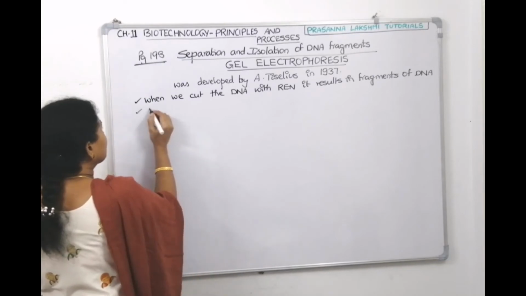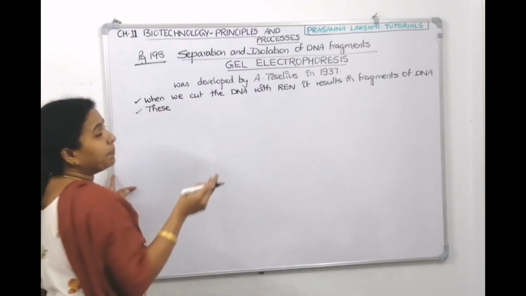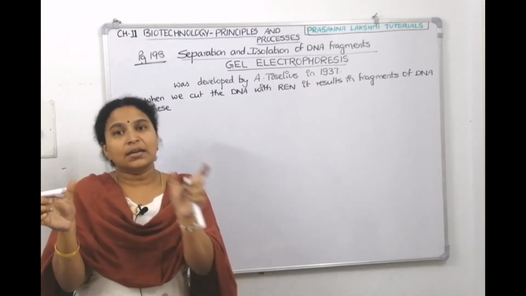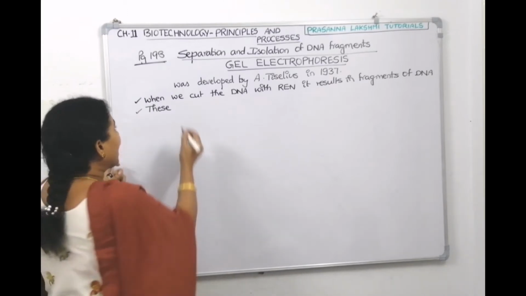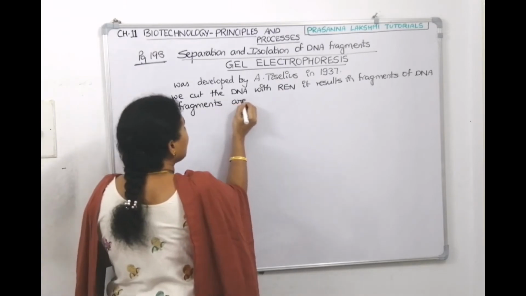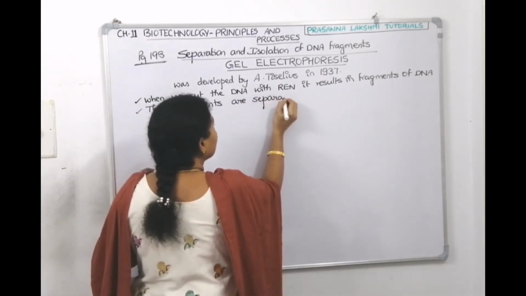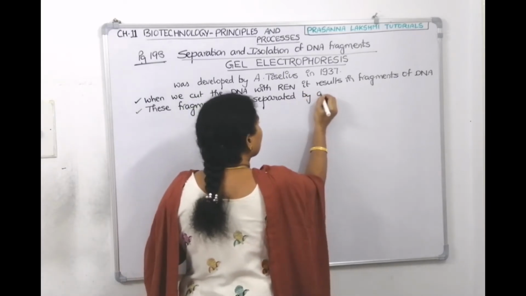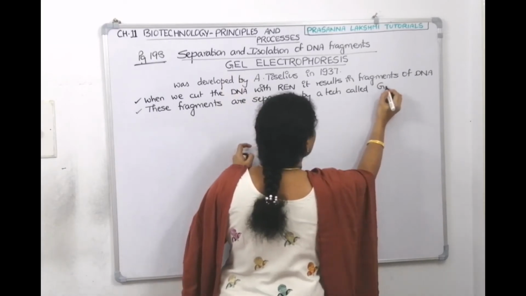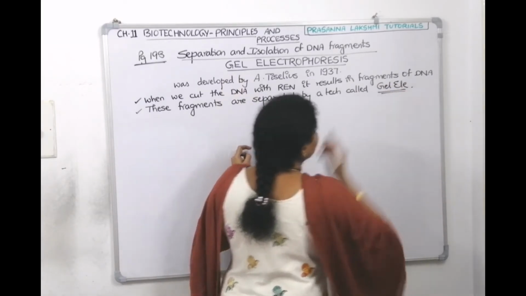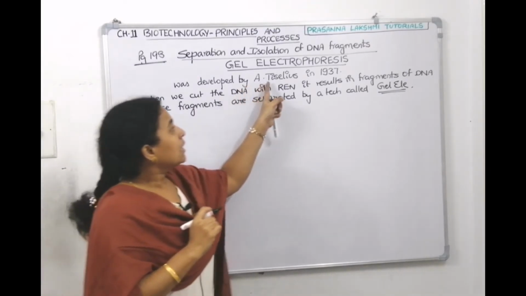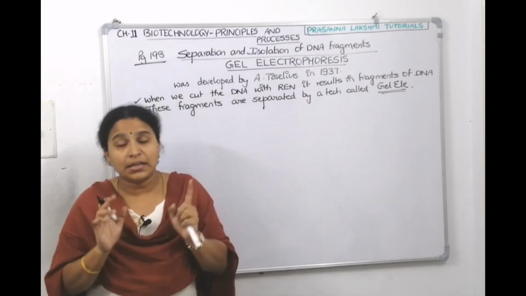I showed you diagrammatically also in the previous board. We digested and we got green color DNA and the red color DNA, right? So, these fragments are separated by a technique. What is the technique called? I'll write GE, gel electrophoresis. The fragments are separated by a technique called gel electrophoresis, which was developed by a scientist, his name is Tiselius, in the year 1937.